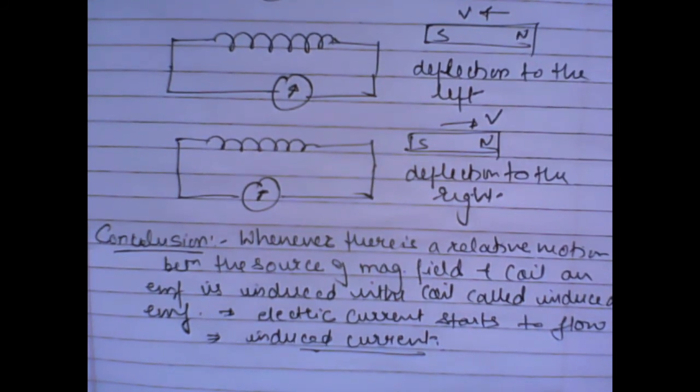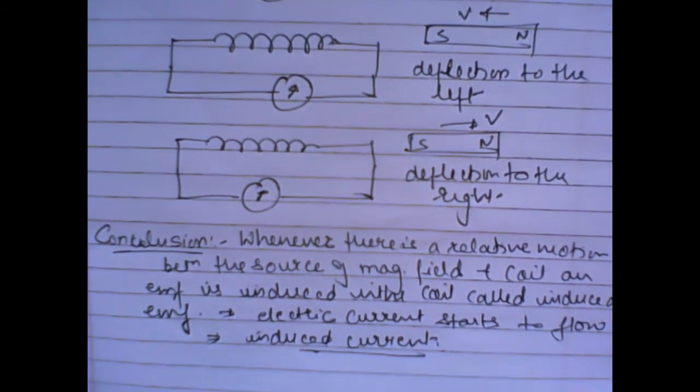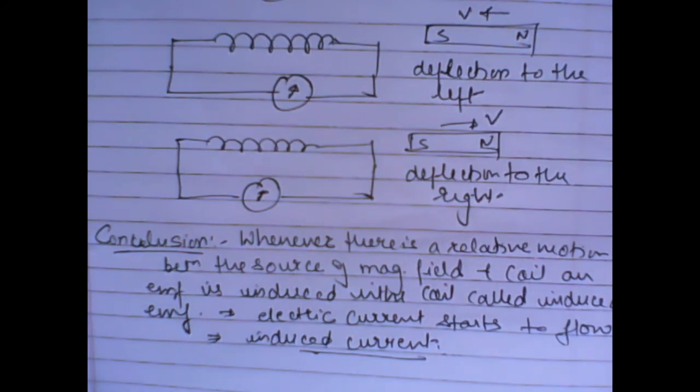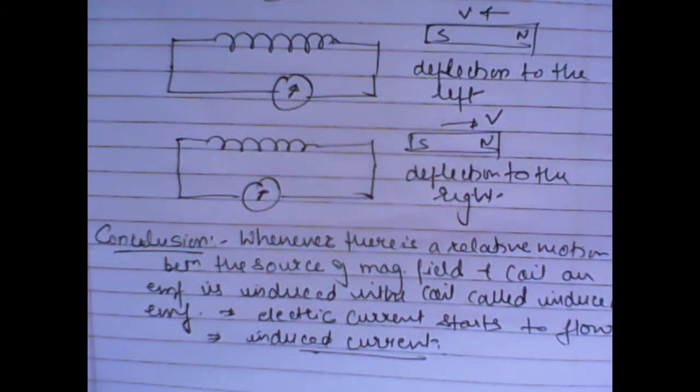Okay. The deflection in the galvanometer lasts as long as the relative motion between the magnet and the coil continues. Whenever the relative motion between coil and magnet takes place, an induced EMF is produced. If the coil is in a closed circuit, then the current and the charge is also induced in the circuit, and this phenomenon is called electromagnetic induction. I hope you understood the experiment, right?